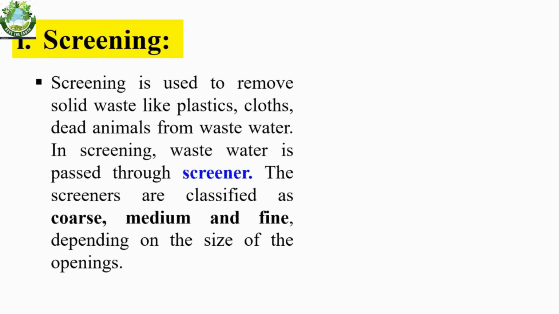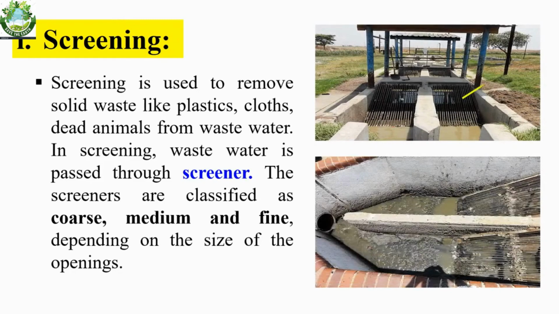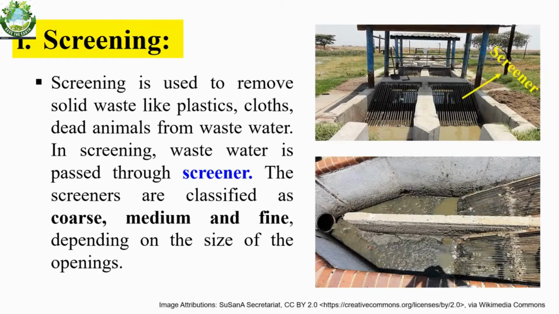First is screening. As the name indicates, screening means in this case we just screen out the solid components from the waste. It is just to remove the gross solid waste like plastic, clothes, etc. from the wastewater. For this purpose, the water is generally passed through a screener. A screener is a device which has openings to remove floating material and suspended particles. Means this screener has pores, and due to these pores it can remove the floating material and suspended particles from the water.